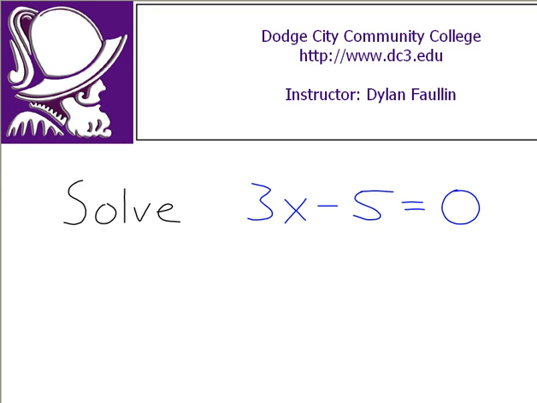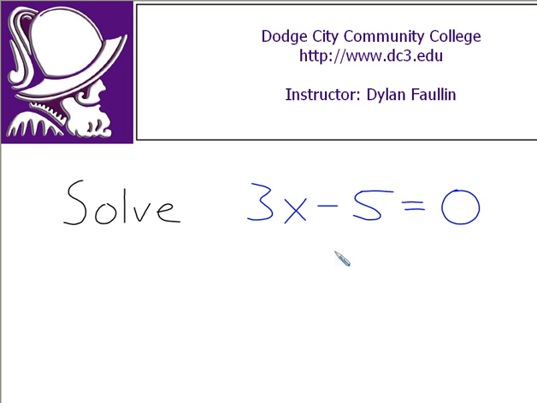And today I'd like to show you how to do this example of solving this equation, 3x minus 5 equals 0. To solve this problem for x means to isolate x on one side of the equation. The first step in accomplishing this is to add 5 to both sides of the equation.